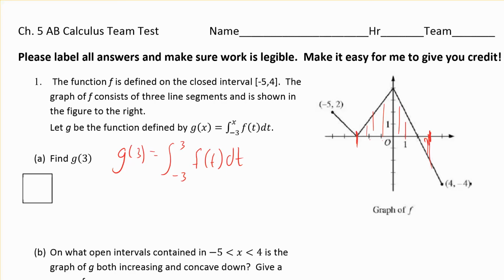The area of this triangle, 1, 2, 3, 4, 5 times 4 divided by 2 should be 10. And the area of this one looks like it is down 2 over 1, down 2 over 1, so down 2 over 1. This should be -1, so my answer should be 9. And that problem was worth 1 point.